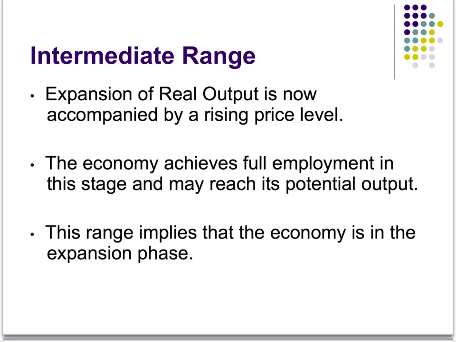The intermediate range shows that expansion of real output is now accompanied by a percentage change in price level, or a rising price level. The economy achieves full employment in this stage and may reach its potential output. Potential output is something we'll deal with when we talk about the long-run aggregate supply. This range implies that the economy is in the expansion phase of the business cycle.